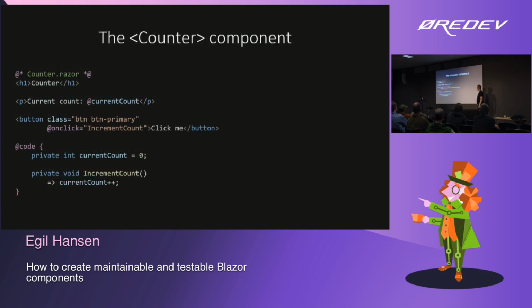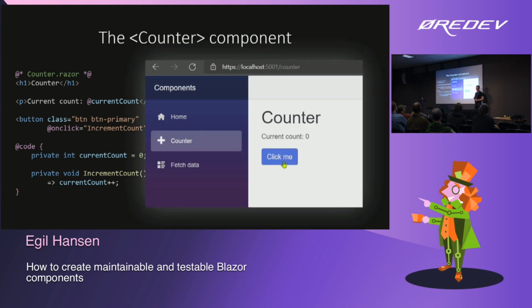Now that we have a test project, we can also write a test, and we have to have something to test. We can use the counter component, and I guess you all know that if you've been around a little bit of Blazor. In case you don't know how it works, you have a counter and you have a button, and when you click the button, the counter increments.